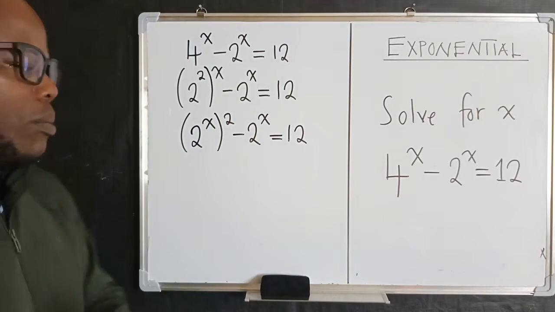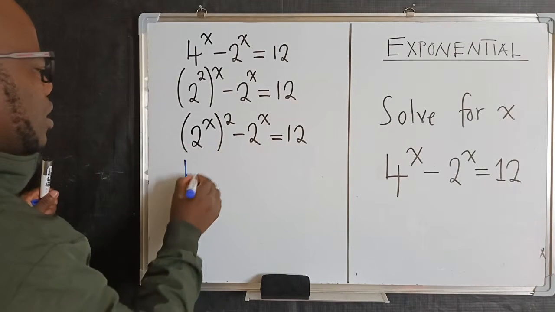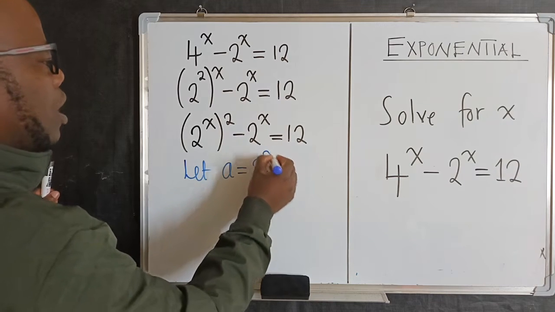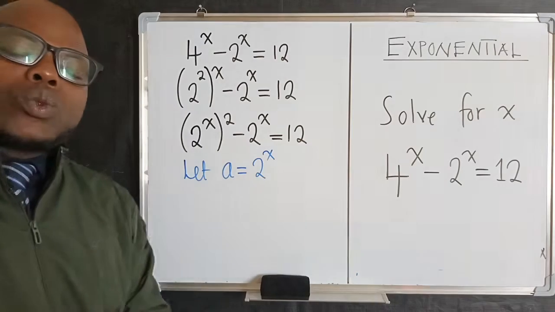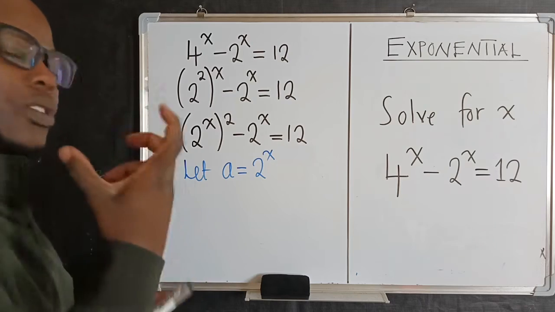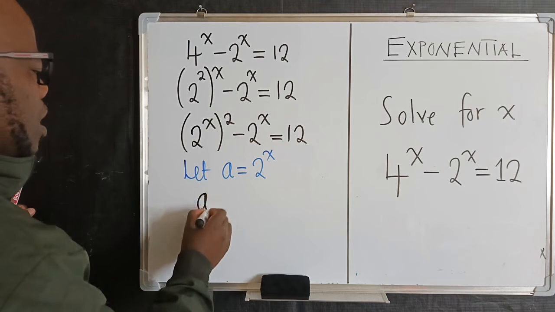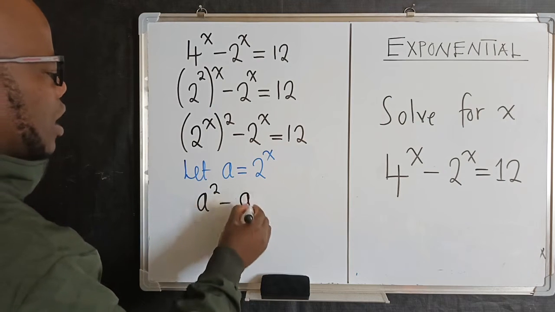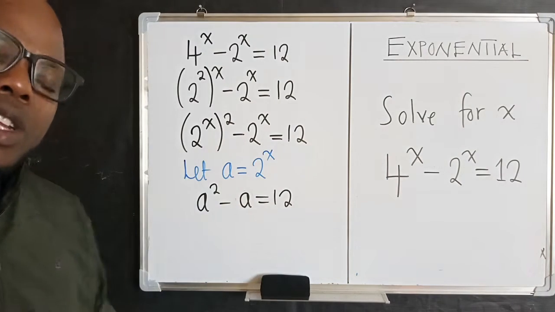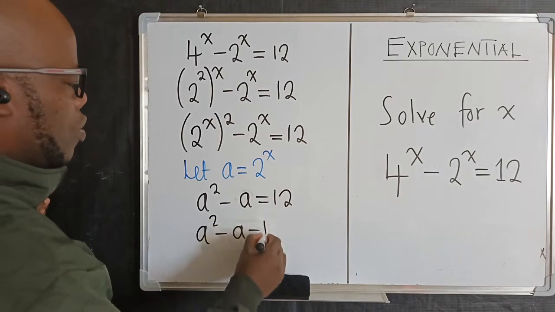At this point, since we've got similar terms, we can say let a be equal to 2 power x. We just want to form a quadratic equation so that we solve it and then use the solutions to find the value of x. So we shall say a power 2 minus a is equal to 12. This is a quadratic equation. Now we can write it in standard form, and this is how it's going to look.